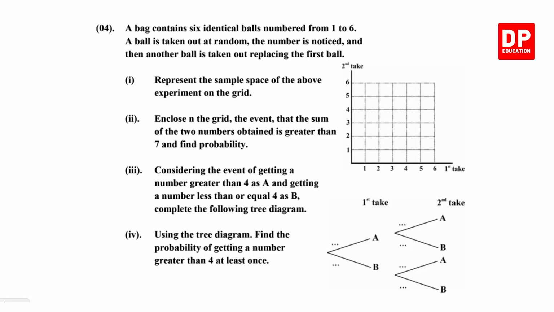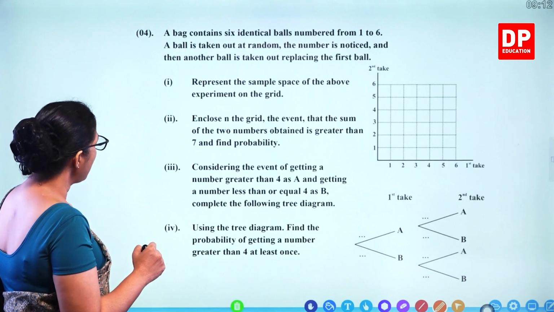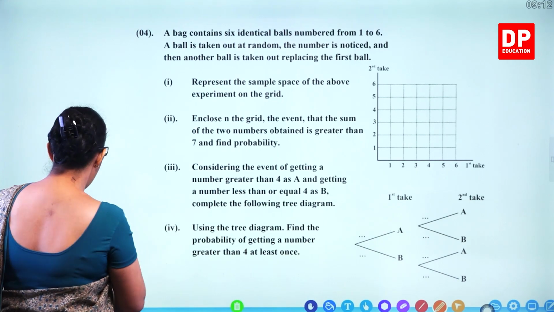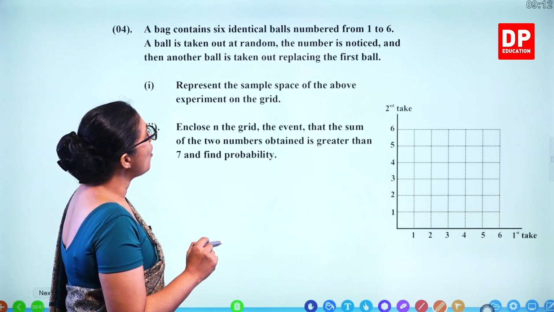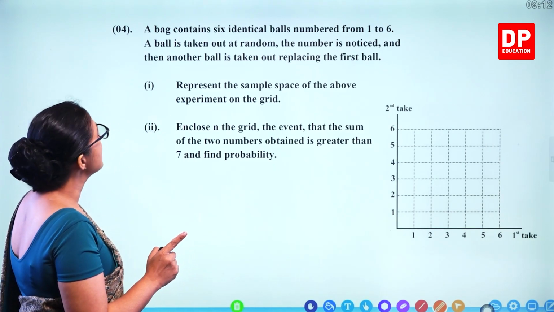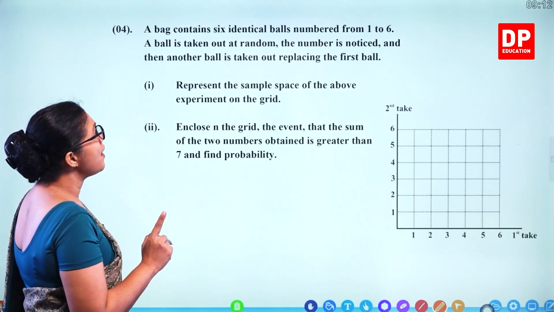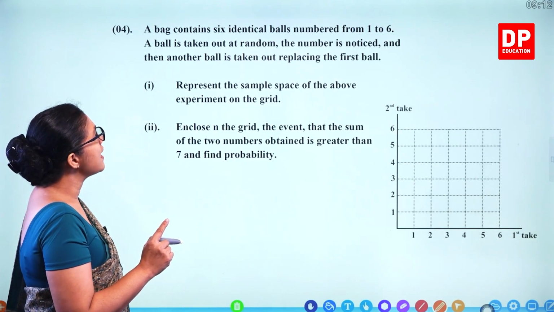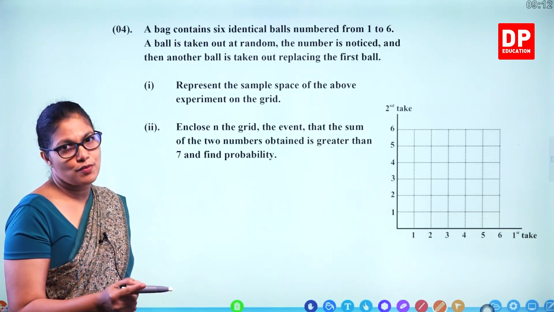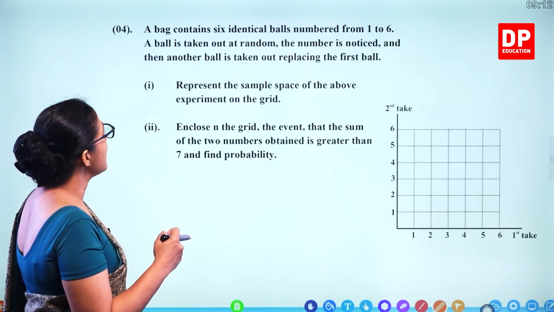Question number 4, probability question. So you get 4 parts. We'll do them separately. A bag contains 6 identical balls numbered from 1 to 6. A ball is taken out at random, the number is noticed, and then another ball is taken out, replacing the first one. So the probabilities are the same.